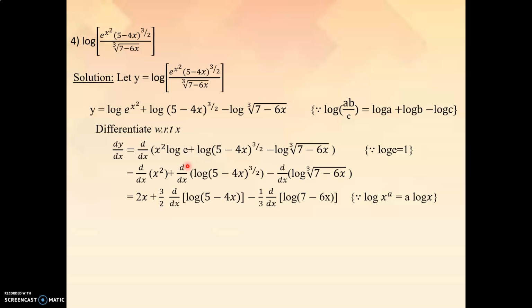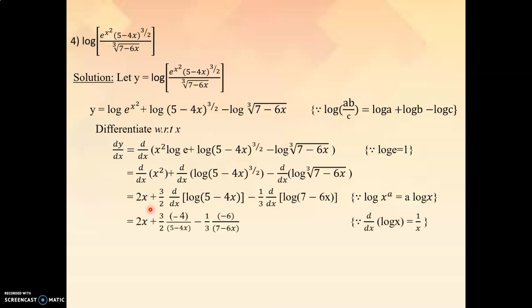So the derivative of x square is 2x. And here, log x raised to n format, so log a raised to b can be written as b log a. So we will do that. So 3 upon 2 derivative of log of 5 minus 4x, minus, here this function can be written as log of 7 minus 6x whole raised to 1 upon 3. So that 1 upon 3 you can take it here, since log x raised to a is equal to a log x. So we are taking here 1 upon 3 into this function. Now we can take the derivative of this function.